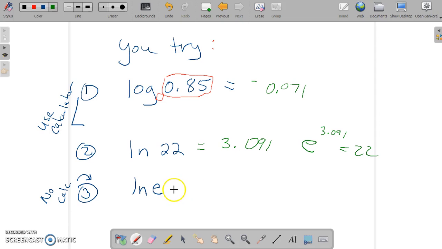So did you figure this one out? This one is, remember this is base e. So e to what power gives you e? Well, that would be 1. Okay? So hopefully this is a good little introduction to logarithms, and we're going to be working really hard on these for the next few days.